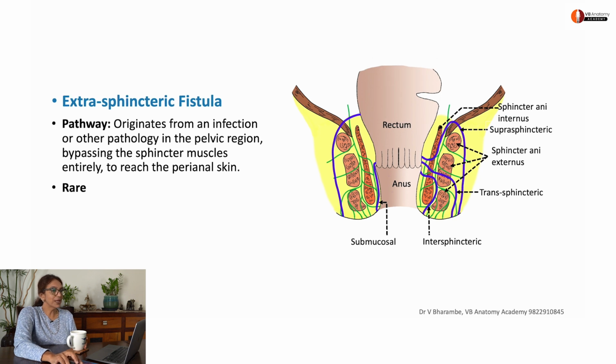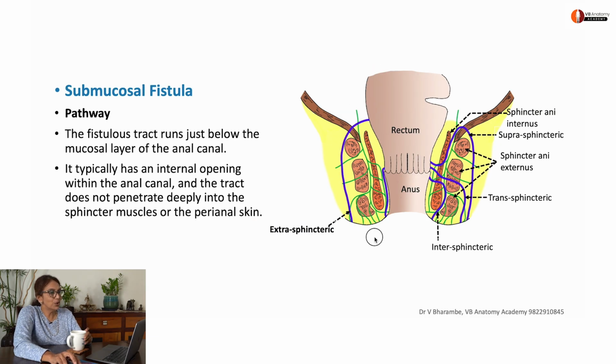Then let's talk about extrasphincteric. This one does not bother about the sphincters at all. It communicates the anal lumen above through the sphincter muscles down to the surface. This is extrasphincteric. And you have something called submucosal, which does not touch the sphincters at all. It passes through the mucous membrane and submucosa to communicate the lumen to the skin on the surface.